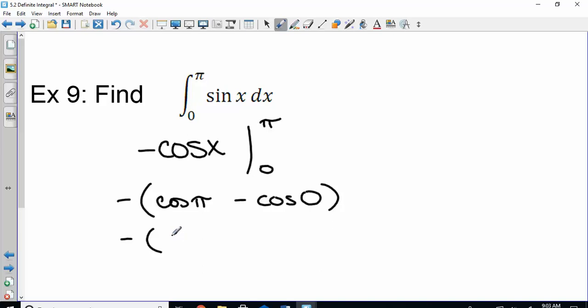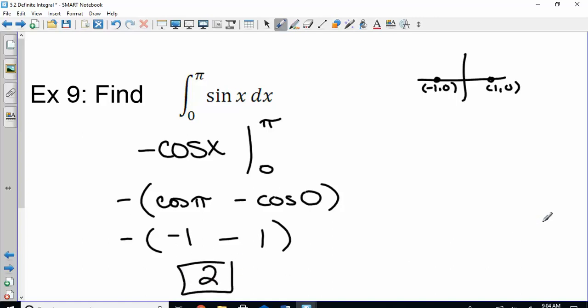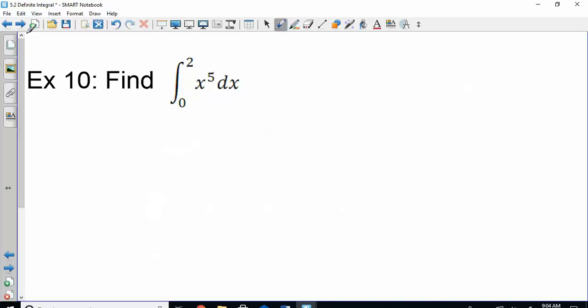What is the cosine of pi? If you think about the unit circle, pi is here, cosine is x. So it would be negative 1. Cosine of 0, 0 is here, that's the ordered pair (1, 0), so your x is 1. So the opposite of negative 2? I want you guys to do the next one.